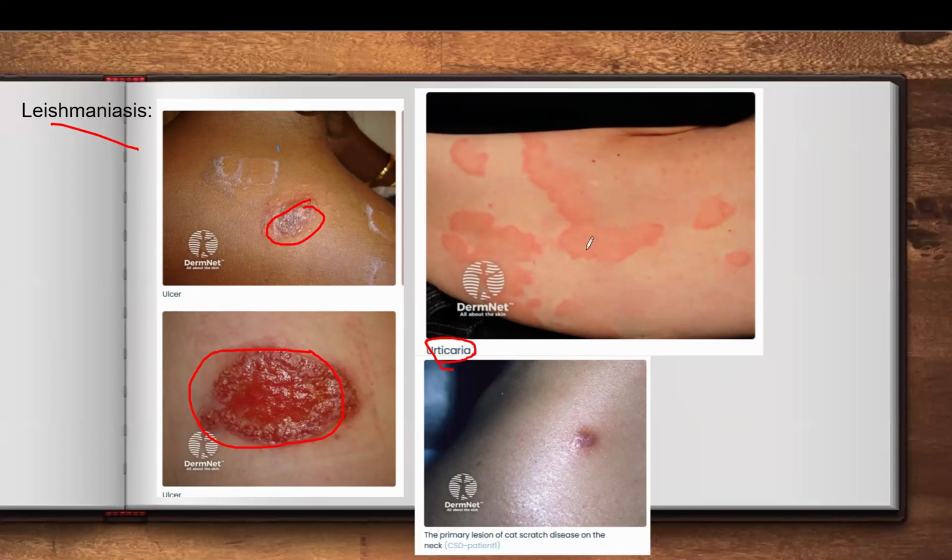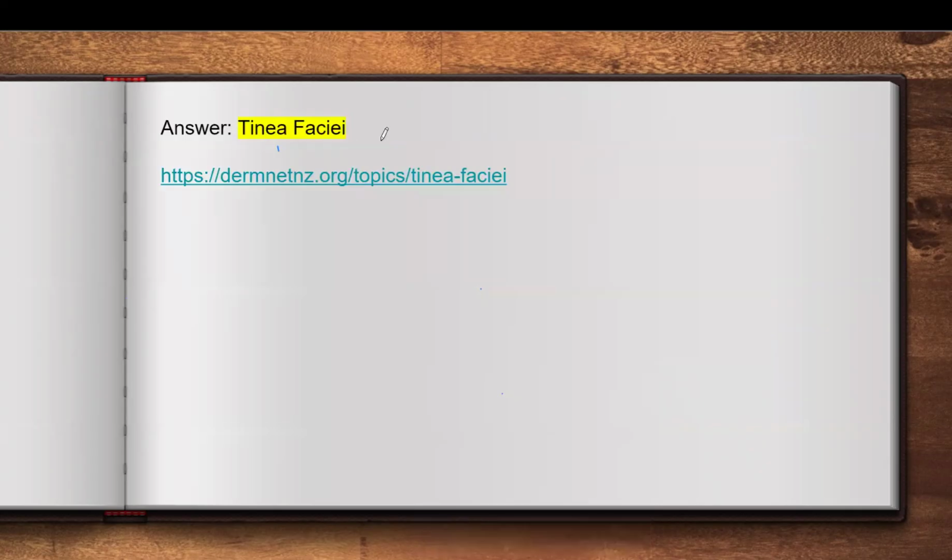They are raised patches present throughout the body, and they usually change their place. They will disappear from there and develop anywhere else in the body. And this is the primary lesion of cat scratch disease. You can see there is a papule where there was a cat scratch, and after this, there will be a regional lymphadenopathy. For example, if this is on the forearm, axillary lymphadenopathy will be there, and those lymph nodes will be tender. So most likely it is tinea faciae.